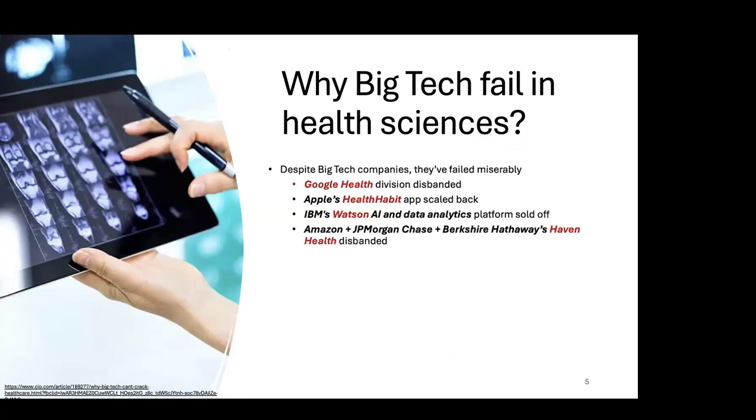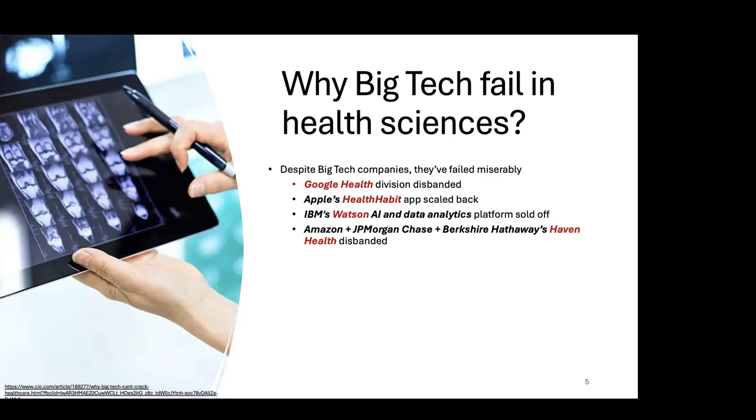For example, Google Health was a company by Google, and it was disbanded. It was in 2020. They worked for almost more than a decade, but Google is a tech company, by the way. They had this sub-company in Google called Google Health, but they failed miserably and they disbanded. Now they have a new company called Google Verily, and that is doing well because they have learned from the failure of Google Health in the past.